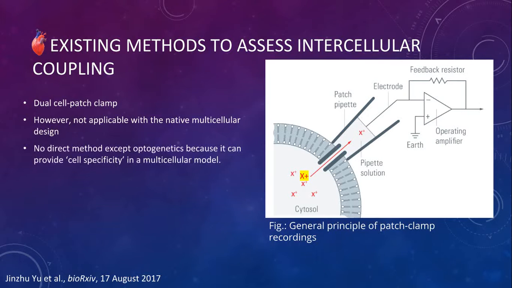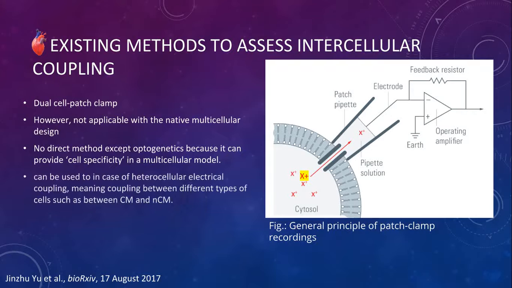Optogenetics is a better option for measuring intercellular coupling because it can provide cell specificity in a multicellular model. Also, it can be used in the case of heterocellular electrical coupling, meaning coupling between different types of cells, such as cardiomyocytes and non-cardiomyocytes.